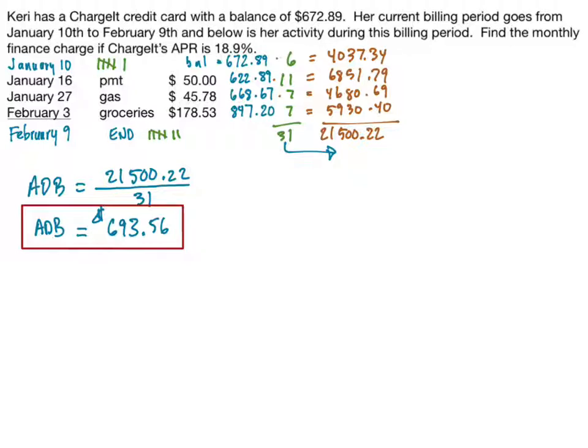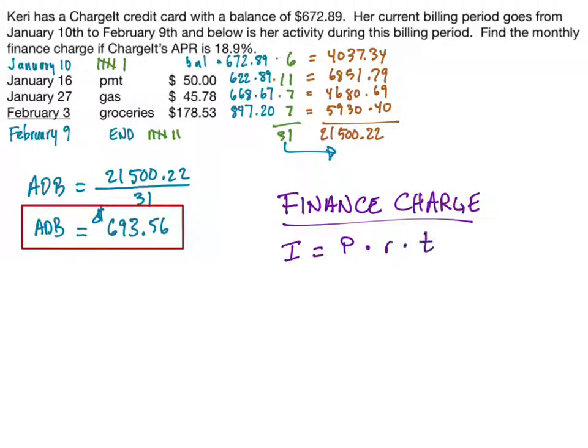So lastly, we can calculate our finance charge. So how do we calculate the finance charge? Finance charge is really just simple interest. So our simple interest is P times R times T, where T is the length of time, R is your annual percentage rate. P is normally principal, but we're going to call the principal in this case our average daily balance. And so let's call that FC for finance charge. So my finance charge is going to be the principal, or the average daily balance, $693.56. I need to multiply that by my interest rate of 0.189, so multiply by 0.189.